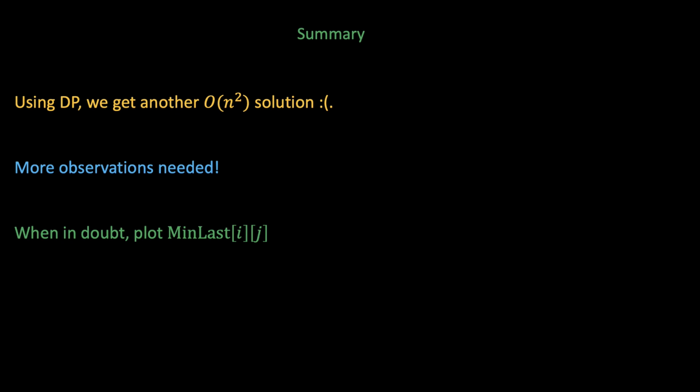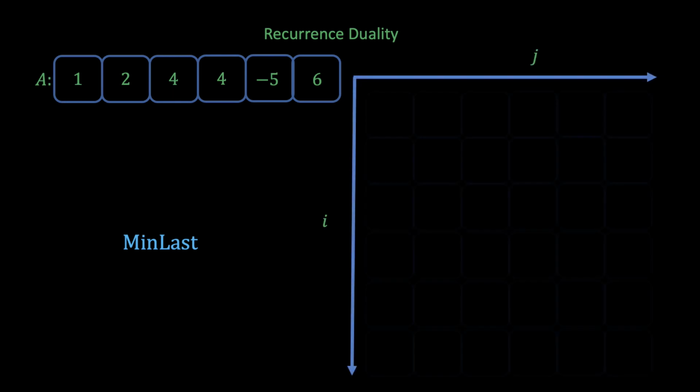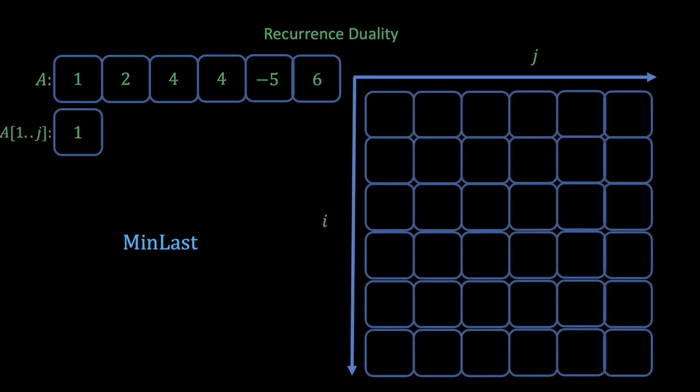So let's do that. Let's again take A as 1, 2, 4, 4, negative 5, 6, and fill in the DP table column by column. Initially, j is 1, so A1 to j is just 1. The minimum ending of a subsequence of length 1 is 1, and so min last 1, 1 is equal to 1. Since there are no subsequences of length 2, 3, 4, 5, or 6 in A1 to j, then min last 2, 1 equals min last 3, 1 equals min last 4, 1, and so on until min last 6, 1, which is equal to infinity.